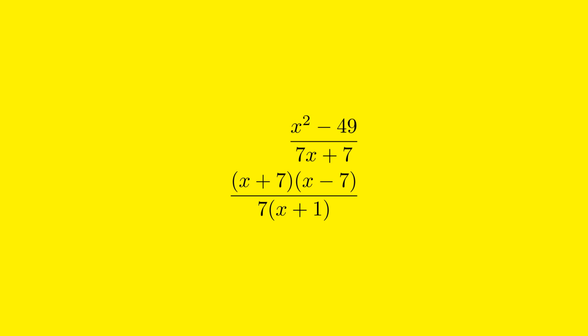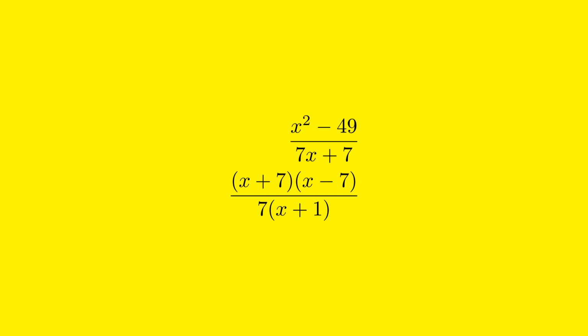Remember that a squared minus b squared is equal to open a plus b close times open a minus b close. In this case, x squared is our a squared and 49 is our b squared. Since the square root of x squared is x and the square root of 49 is 7, we can rewrite x squared minus 49 as open x plus 7 close times open x minus 7 close. So, the numerator is now open x plus 7 close times open x minus 7 close.